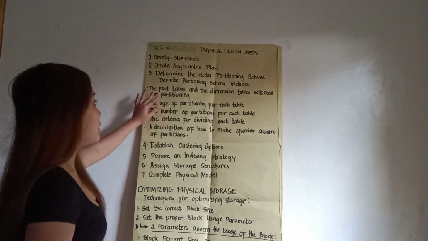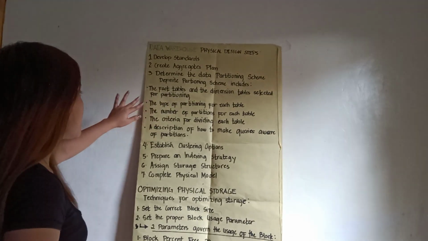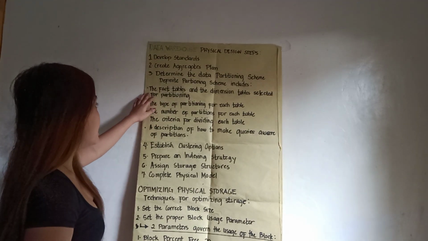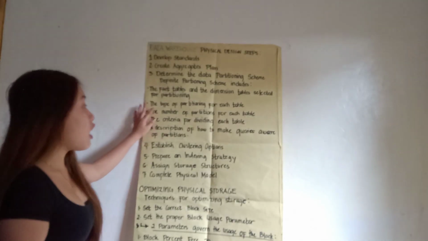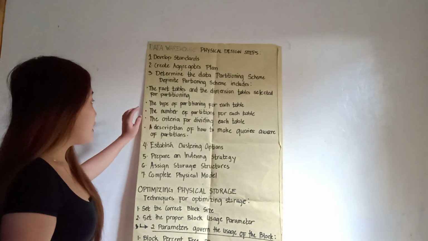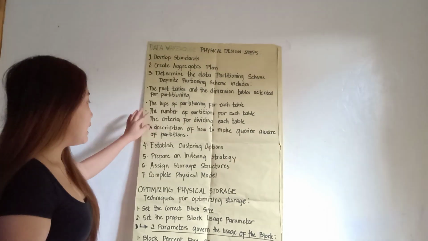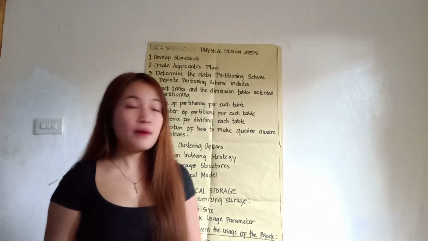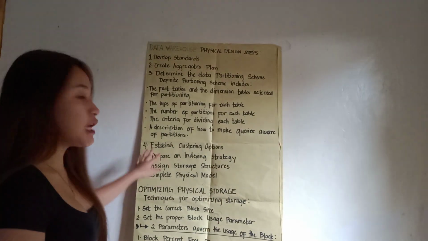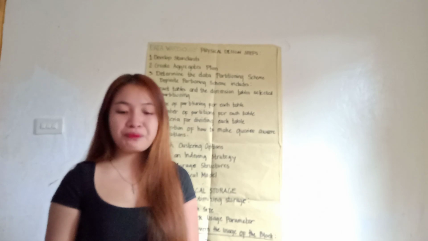These are the different partitioning scheme elements. The first one is the fact tables and the dimension tables selected for partitioning. The second one is the type of partitioning for each table, the number of partitions for each table, the criteria for dividing each table, and a description of how to make queries aware of partitions. And number 4 is establish clustering options.